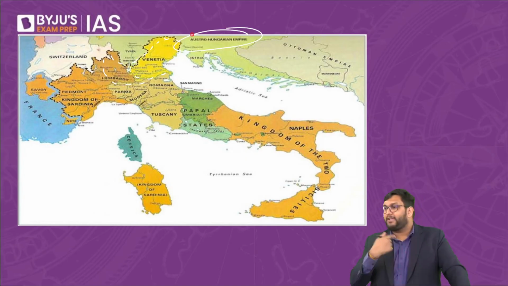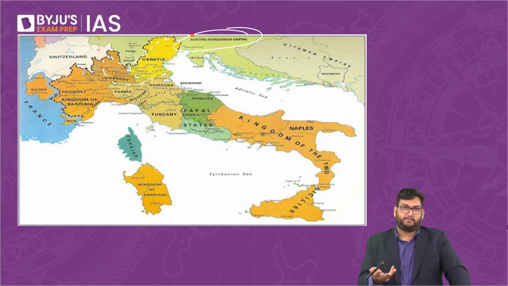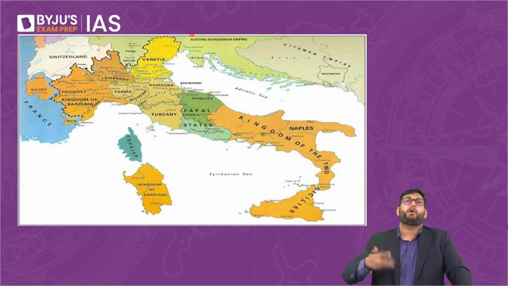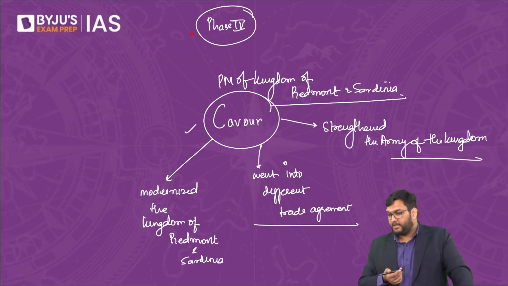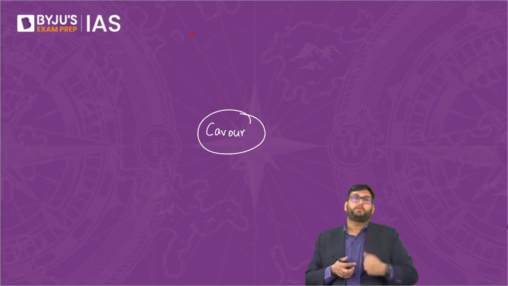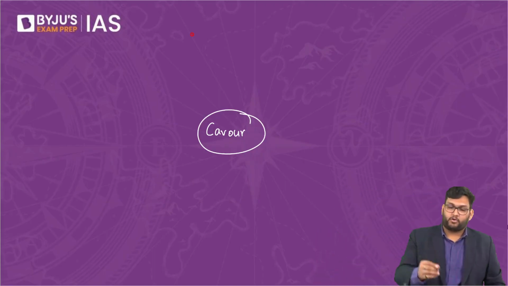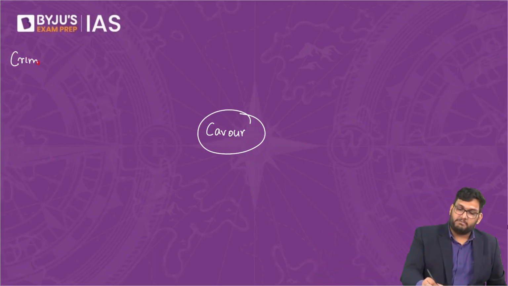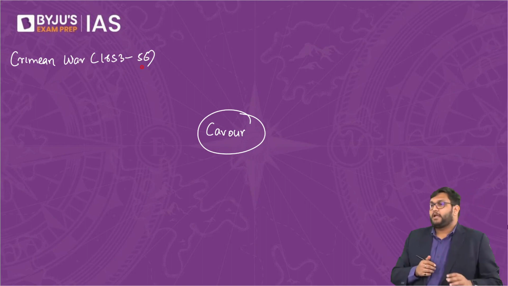So somehow everybody's enemy was Austria. To defeat Austria, there is a need for big power intervention. And the opportunity comes to Cavour in a very beautiful way, and that is called the Crimean War. It happens between 1853 and 56.